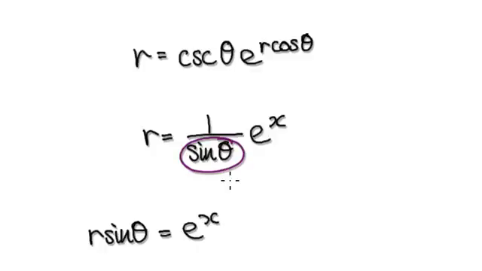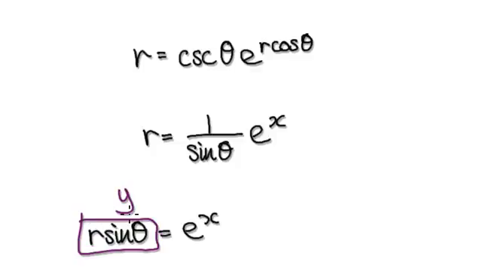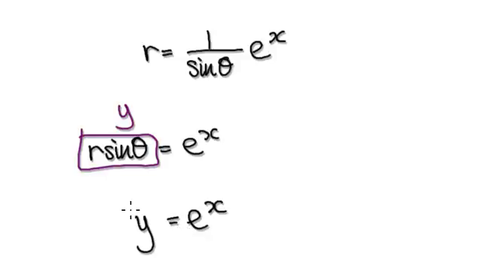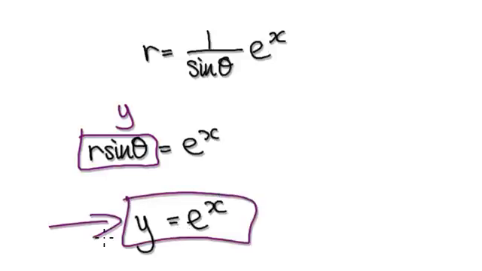Times both sides by sine theta. That will then give you this. Now you've got r times sine theta, so that's really y. This thing here is really y. So that then becomes this. So this is your Cartesian equation.